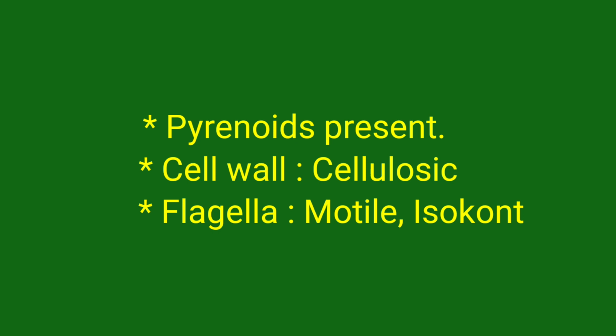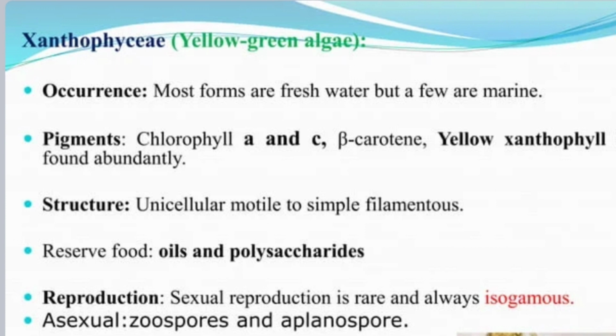Some additional points of Chlorophyceae. Pyrenoids are present. The cell wall is cellulosic, and flagella are motile and isokont, that means flagella are of equal size. Examples of Chlorophyceae are Volvox, Cephaleuros, Chara, etc.